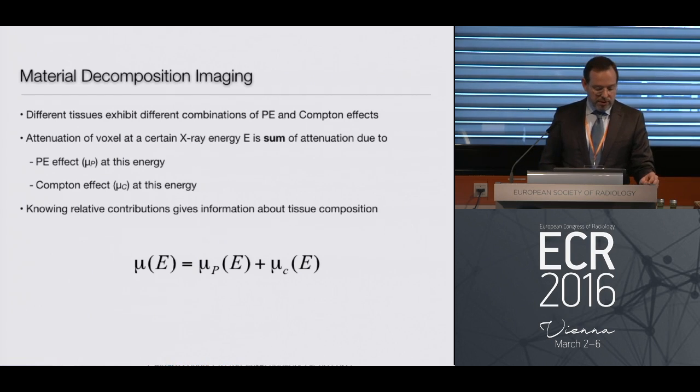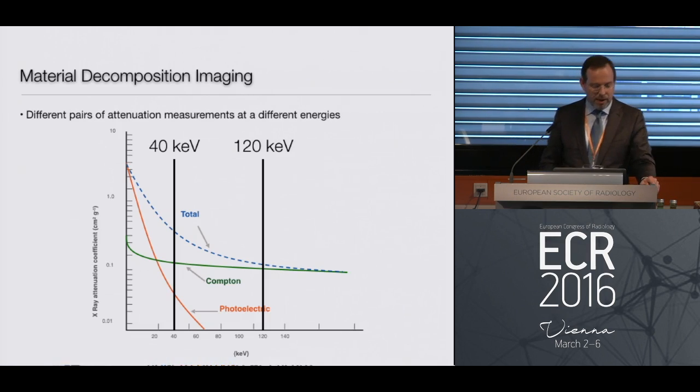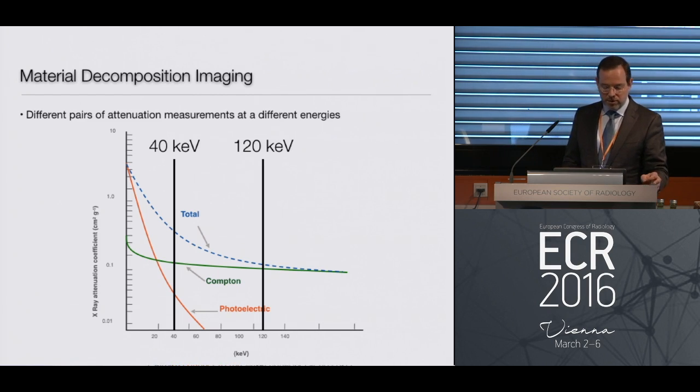So, as explained earlier, different tissues have different combinations of photoelectric and Compton effects, and the attenuation in conventional CT at a certain X-ray energy is the sum of attenuation due to both the photoelectric effect and the Compton effect. But knowing the relative contributions, we can get information about tissue composition. So expressed mathematically, the attenuation at a certain energy is a function of the photoelectric effect, P, and the Compton effect, C. Illustrated graphically, we can do it like this.